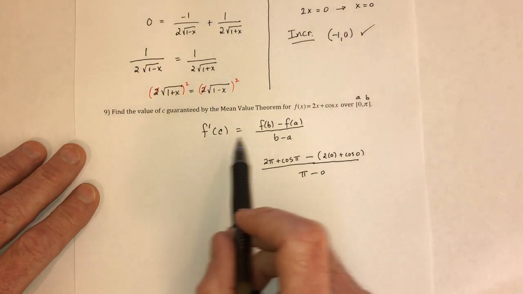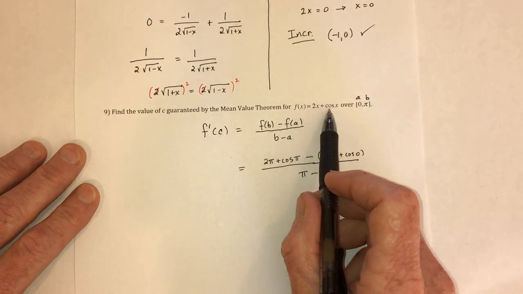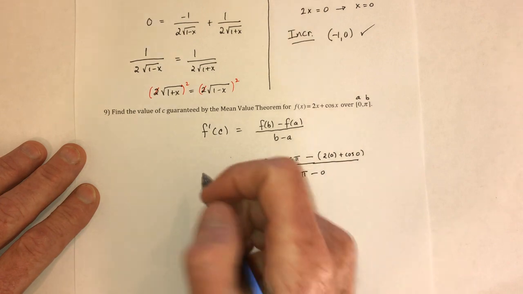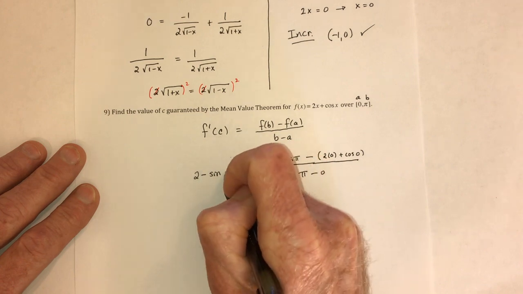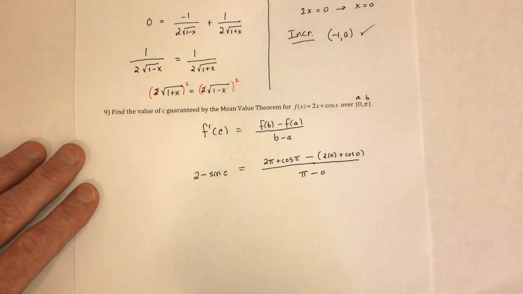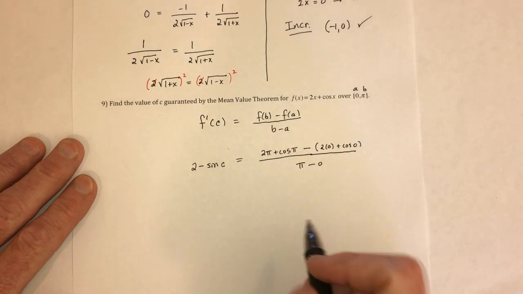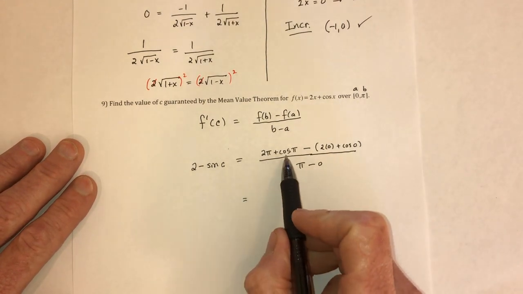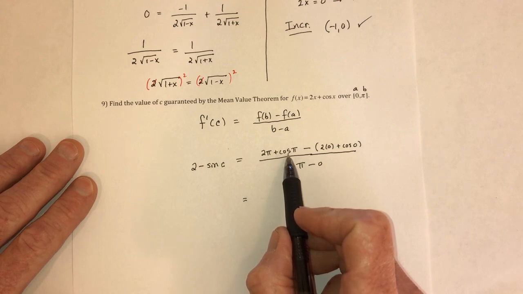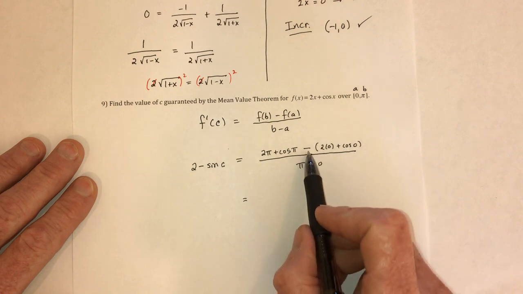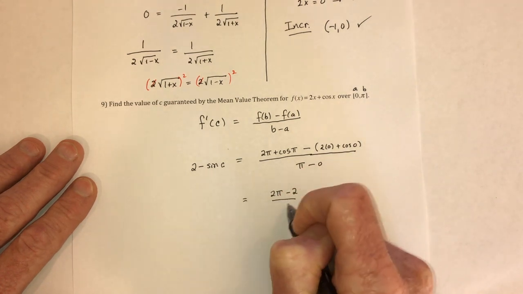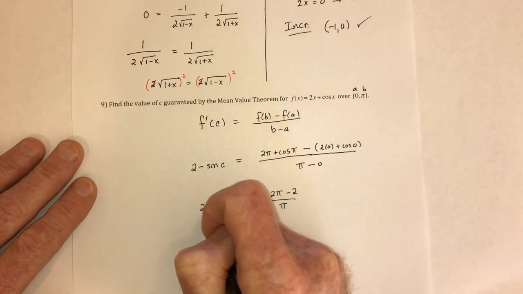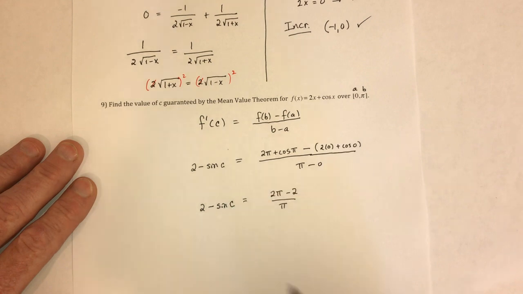And then on this side, you put the derivative. So the derivative would be 2 minus sine, so 2 minus sine, and in the theorem it's called c. Then we need to solve for c. So how much is on the right side? Well, that's just 2 pi. Cosine of pi is -1. Cosine of 0 is 1, but that makes it negative. So this is a -1, and this is another -1. So it's 2 pi minus 2 over pi, and then 2 minus sine of c equals that.